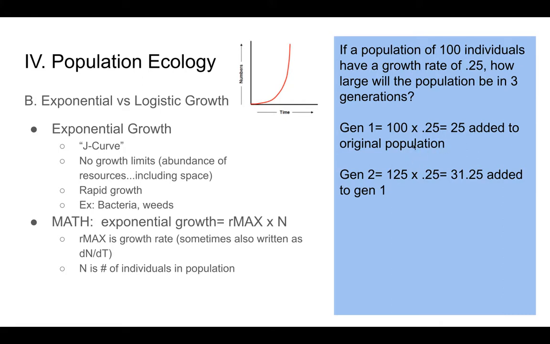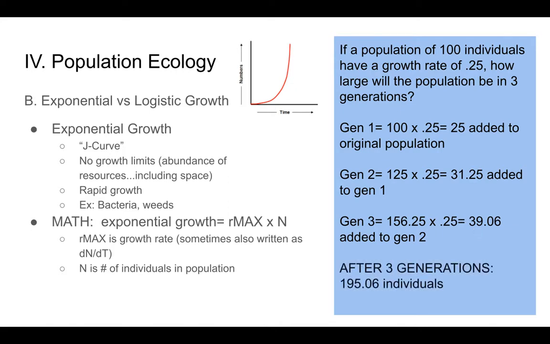So generation 2, I've got 125 to start with. That's what happened after generation 1 individuals were added. And then I apply the same growth rate, 0.25. That tells me I'm going to add 31.25 to start the next generation. And so generation 3 starts with 156.25 times my population growth rate. I've added 39.06 individuals to the generation. And so after 3 generations, I'm up to 195.06 individuals. That is exponential growth.